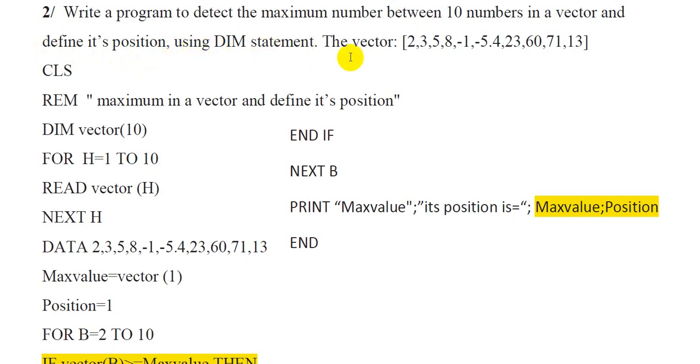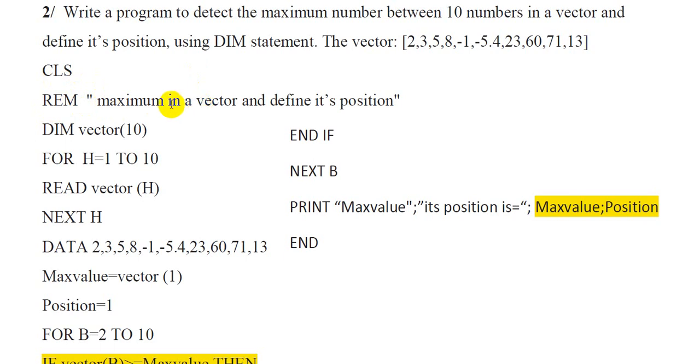Using the Dim statement. Dim says here the vector 2, 3, 5, 8, 1, 5, minus 5, 4, 23, 60, 71, 13. CLS. The solution will begin as follows, proceeding by the following statement.